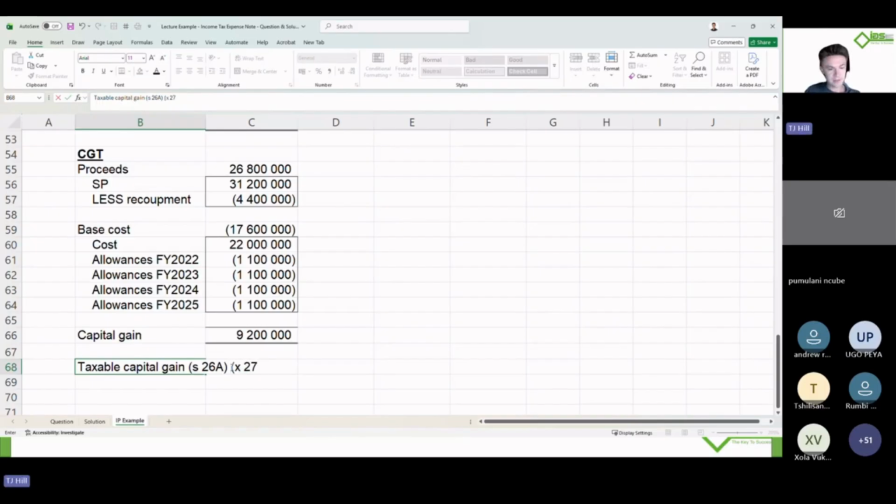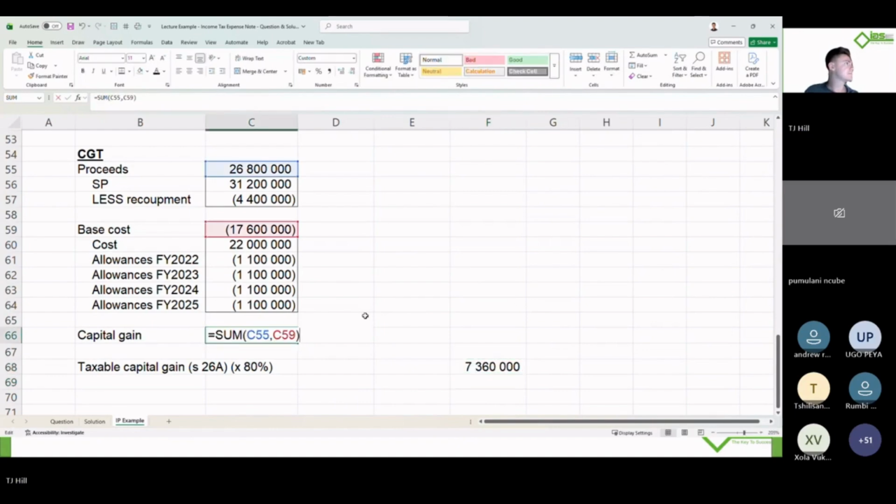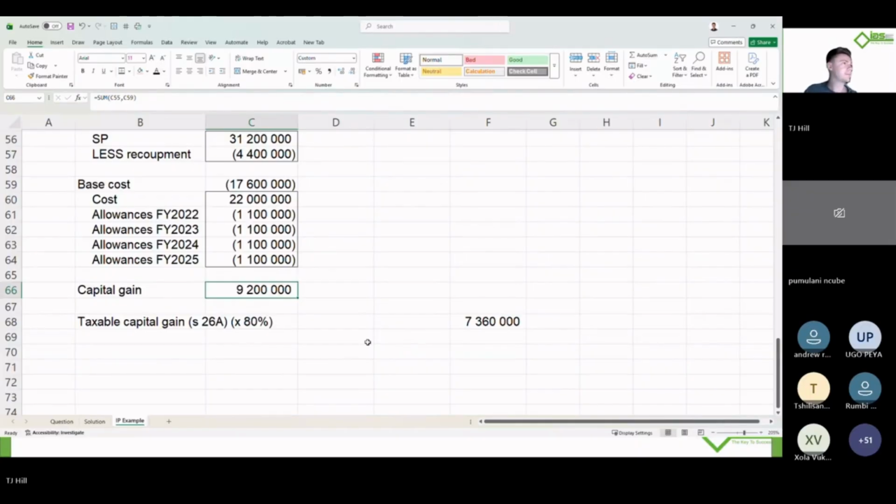Which is 27%, 80%, and then your 27%, obviously, which you're going to put in your taxable income column. That one times 80%. You agree? Okay. And this one, you do what to? You now go.